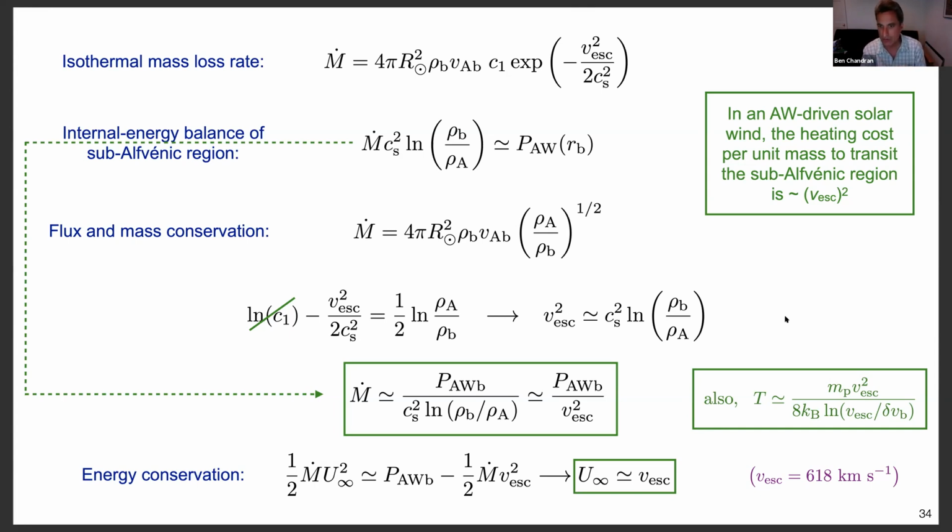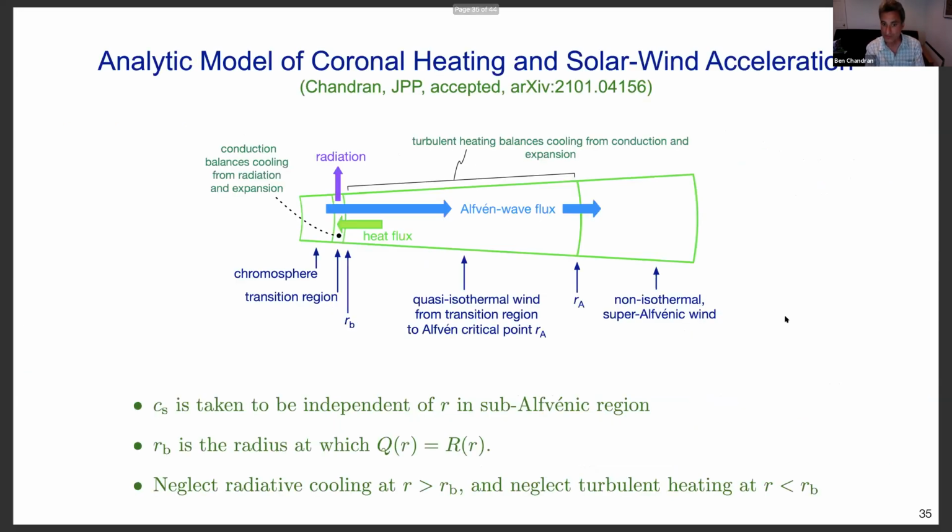So to get a more refined calculation, what I did in this paper is develop a more sophisticated model based basically on the same assumption that the subalfvénic region is isothermal. That's its first assumption here. I defined the coronal base to be the radius at which the local heating rate equals the radiative cooling rate. I can talk to you more about that in the office hours later this afternoon if you're interested.